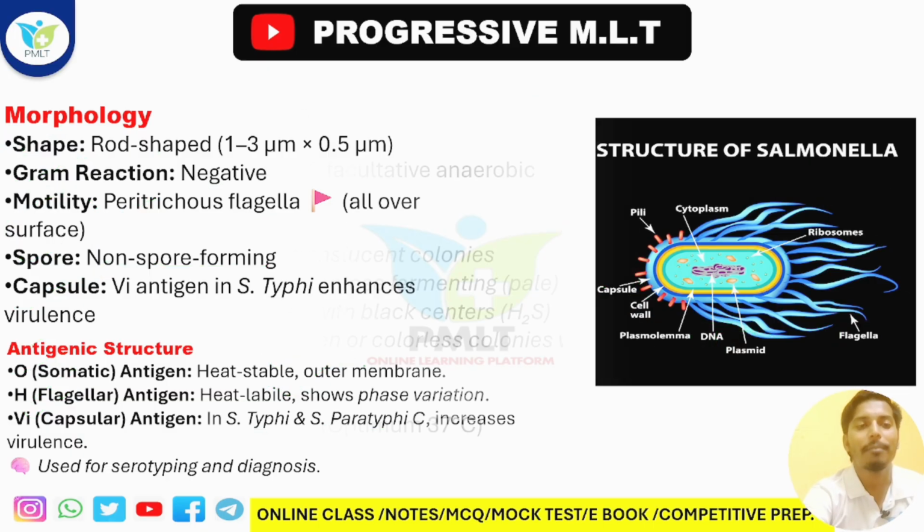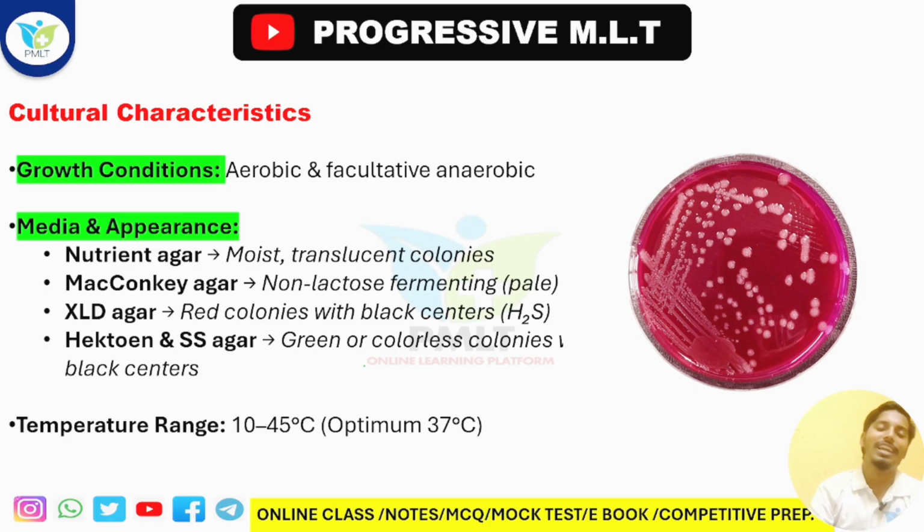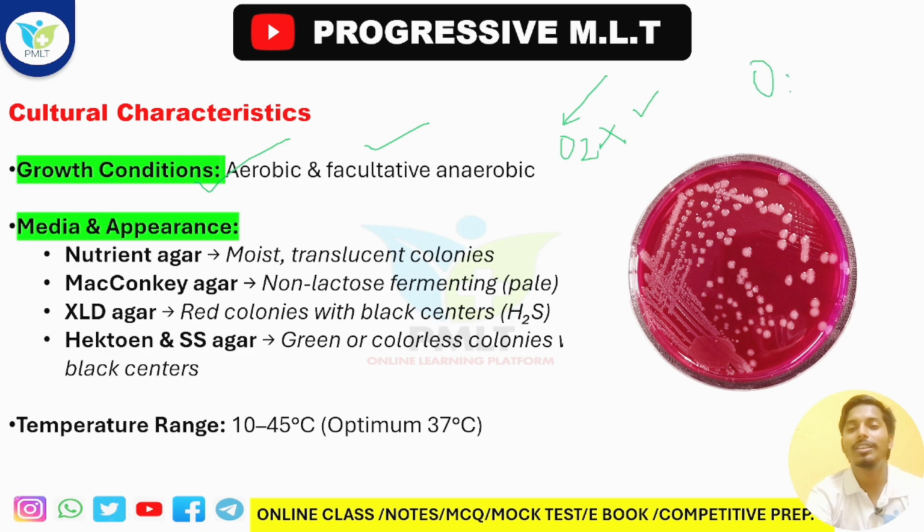Okay. Now I am coming to the cultural characteristics. We need to understand in which media we can grow Salmonella. They are aerobic, meaning they can easily grow with oxygen, and they are facultative anaerobic, meaning they can also grow without oxygen. Without oxygen they can grow, and with oxygen they can also grow. Got it?